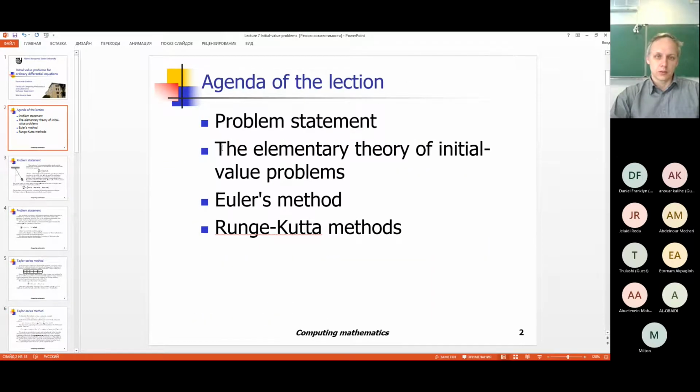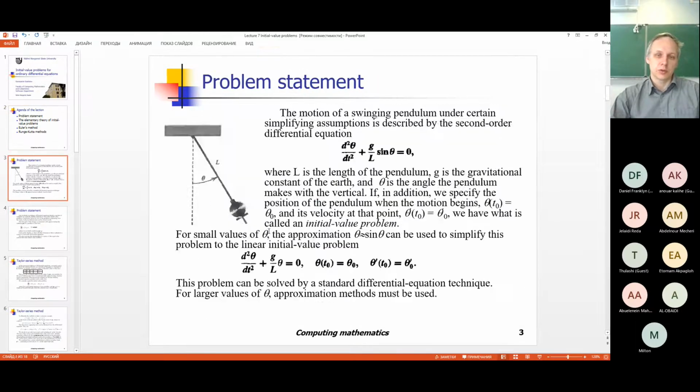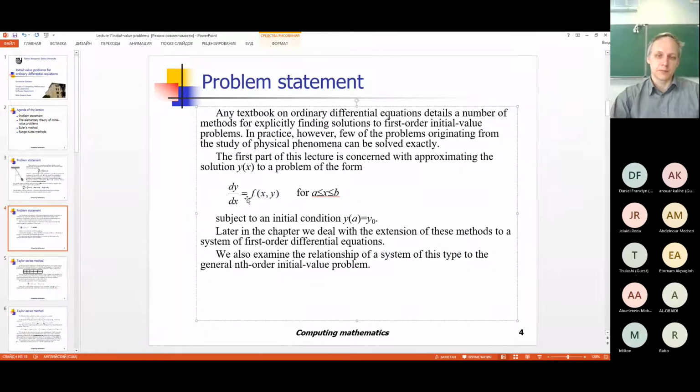Well, I repeat that we start from the second point. We review some elementary theory of initial value problems. This is a general problem statement for ordinary differential equation.